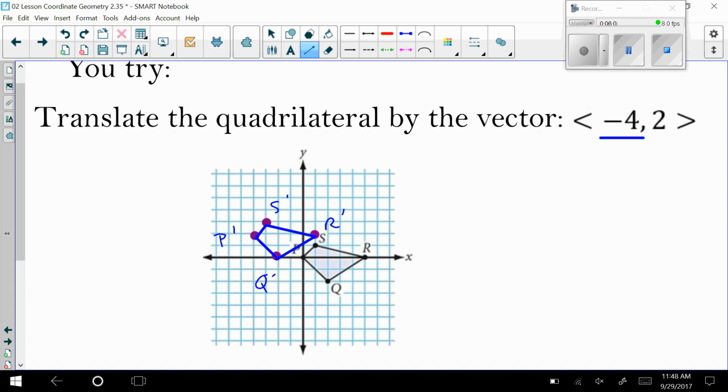Since it's negative, we're shifting it to the left 4 units, just like a number line. To the left is negative, and then we're shifting it up 2 units because as we go up, our y coordinates increase. So P becomes P prime, S becomes S prime, R becomes R prime, Q becomes Q prime. Each of these points is shifted to the left 4 units and up 2 units, and then the image points are connected to create the image of the quadrilateral S prime, R prime, Q prime, P prime.